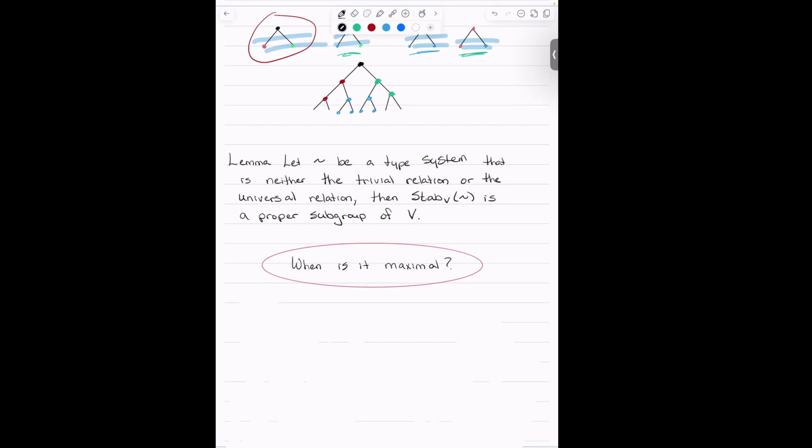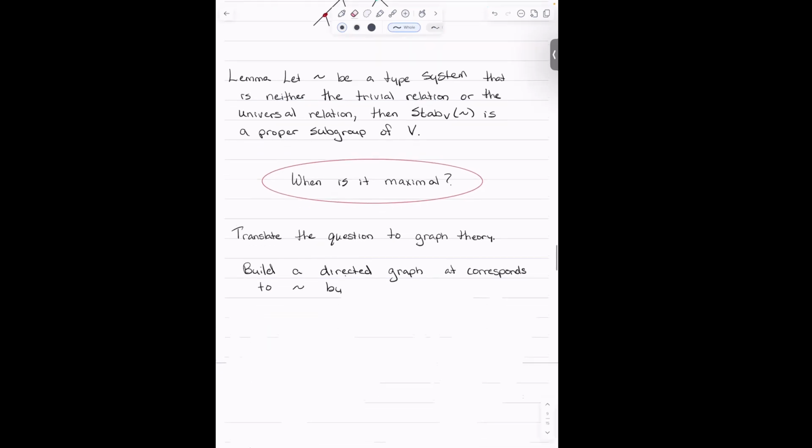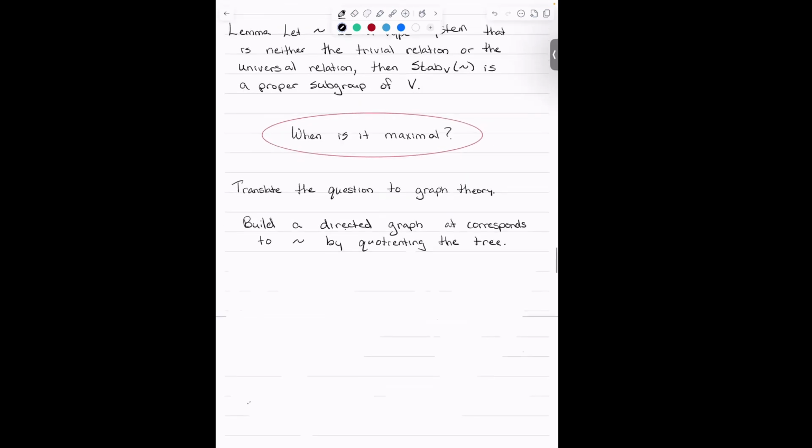In order for us to understand when these are going to give maximal subgroups, the first thing we do is translate the question to a question about graph theory. Again, this is going to be sort of a definition by example, but the idea is we're going to build a directed graph that corresponds to the equivalence relation by just quotienting the tree by the equivalence relation.